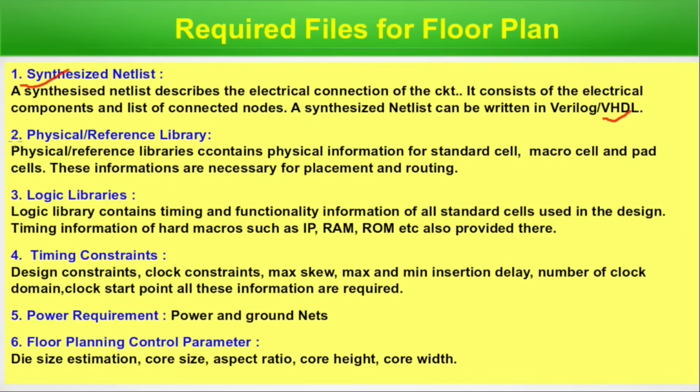Now, physical or reference library. Physical or reference libraries contain physical information for standard cells, macro cells, and pad cells. This information is necessary for placement and routing because the modules are assemblies of cells: macro cells, standard cells, IO cells. Different types of cells are there. So we need their data, technology node, other data. So we need that physical or reference library.